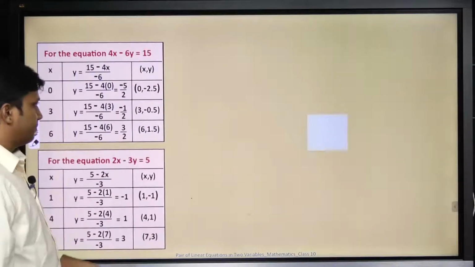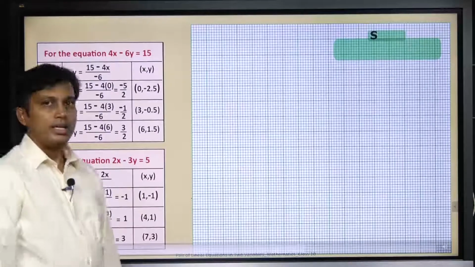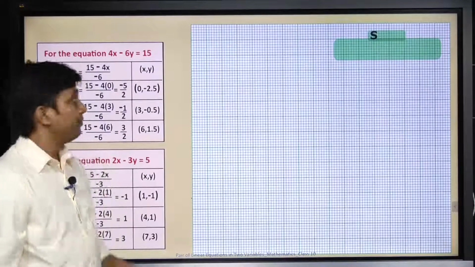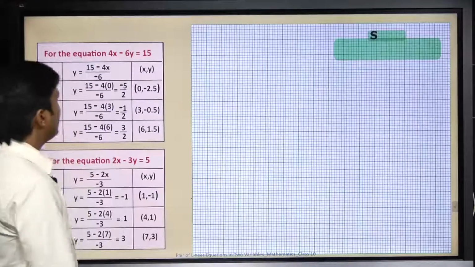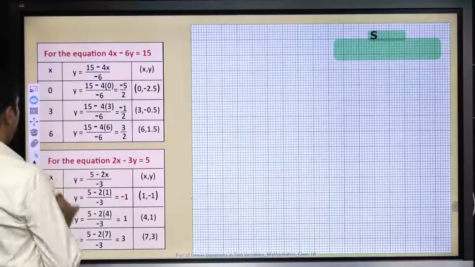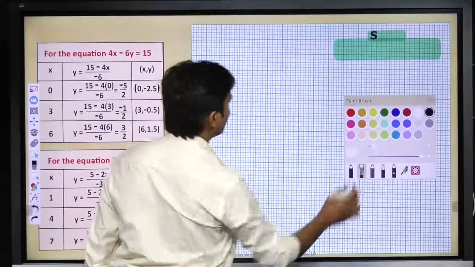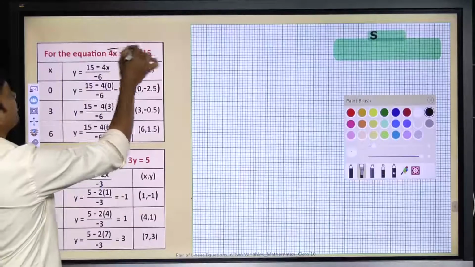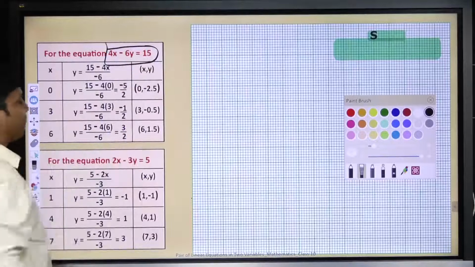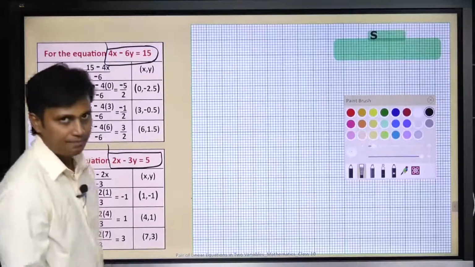See this. Here, what did you observe? We took two different equations here. First equation would be how much? See. Okay, here the first equation is 4x minus 6y equal to 15, and the second equation would be 2x minus 3y equal to 5.